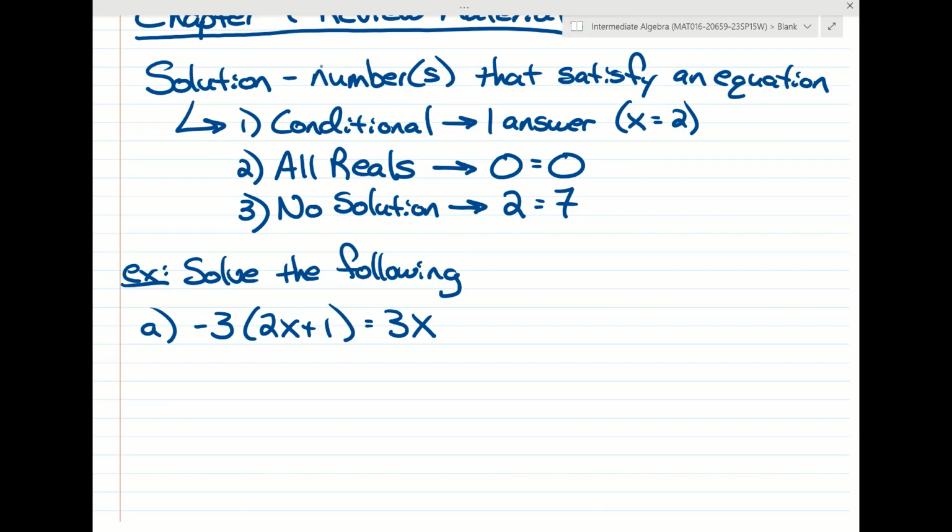All right. So the way we handle a problem like this is if there's a number outside parentheses, we distribute. What that means is you multiply -3 times everything that's inside parentheses. So -3 times 2x is -6x. -3 times 1 is -3.